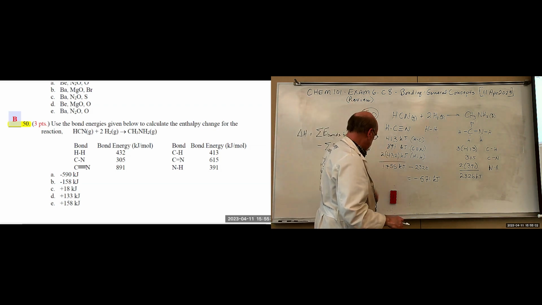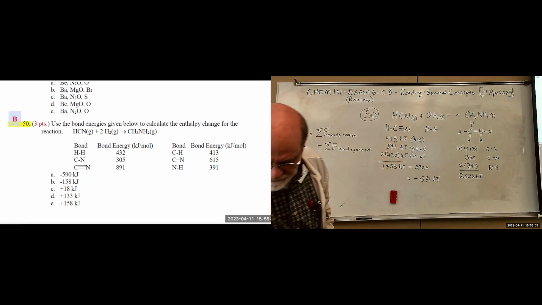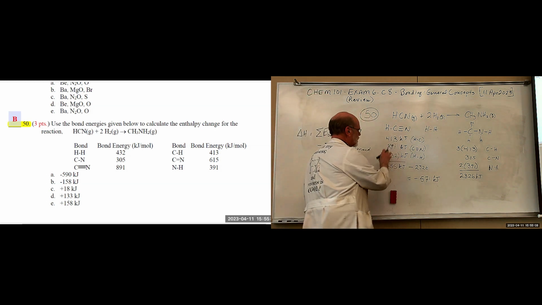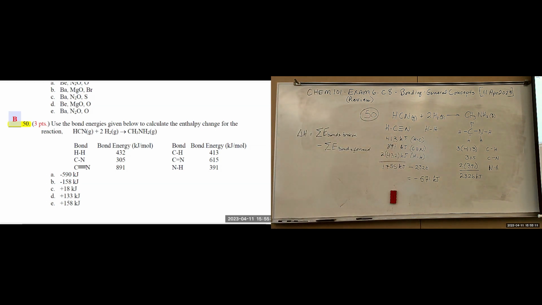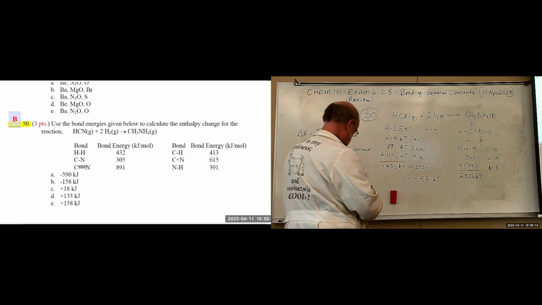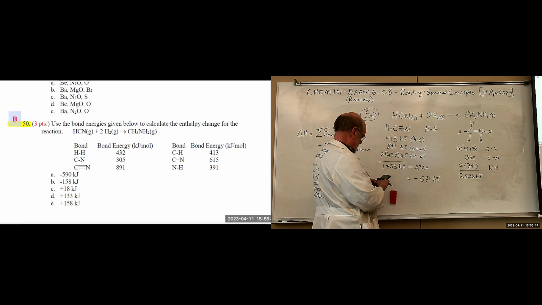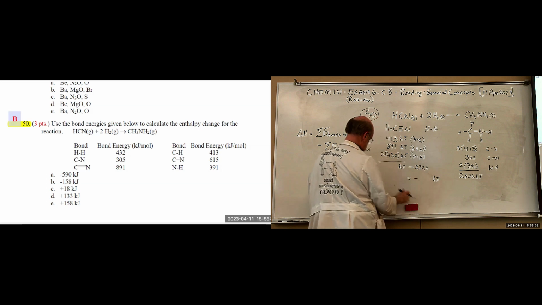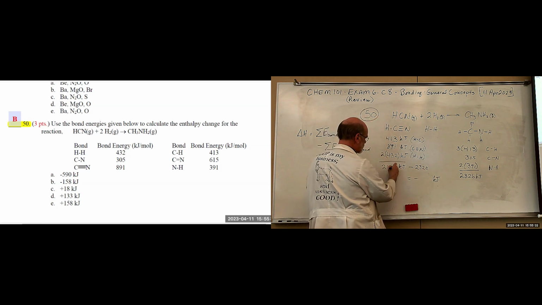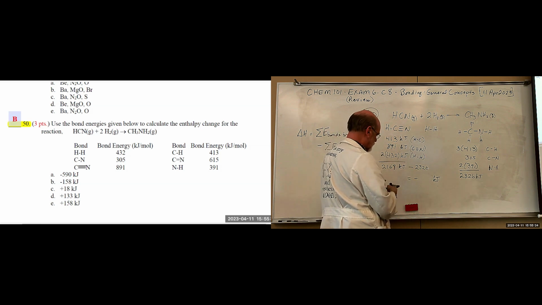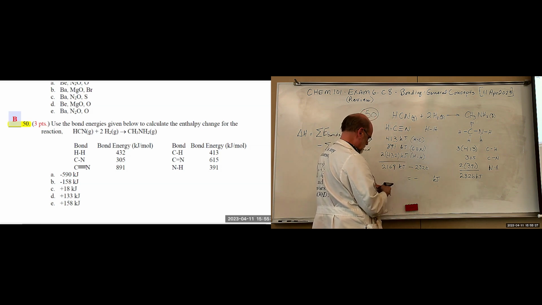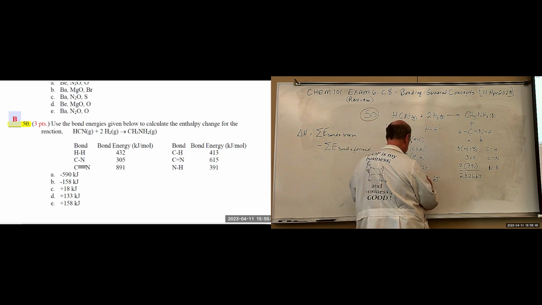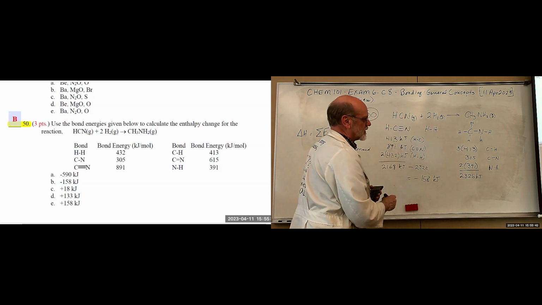I added those wrong. Let me do that again. 413, 891, and 432 times 2, plus. Yeah, that's my mistake right there. 2168 minus 2326 is minus 158. There we go. So that's B.